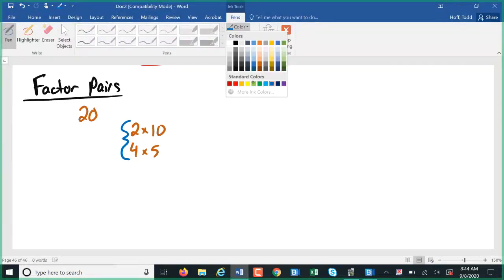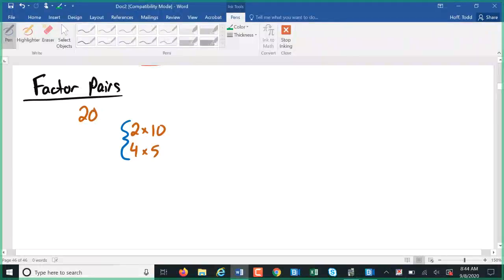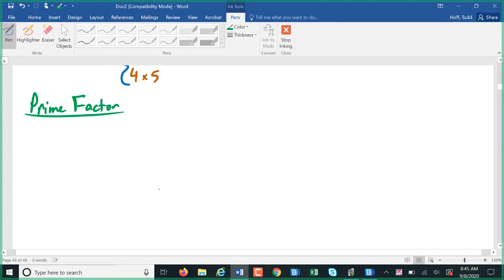So most of the time, when we're told to factor, what they're really asking us to do is prime factor. And what prime factor is really saying is break it down into the smallest possible numbers that multiply up to make that number.